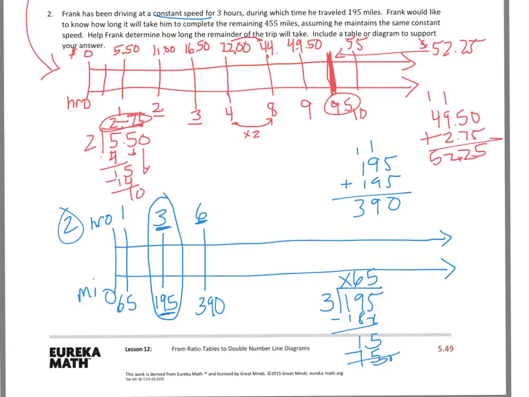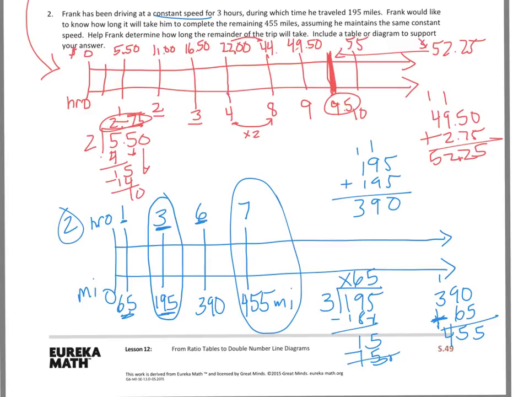So now I can go up by 1s here and see. If I go up 1 for every 1 hour I go up, I'm going to go up 65 on the miles. So I'm going to add my 65. That's a plus sign, sorry. And it looks like I got 455 miles there. So in 7 hours, it'll take him 7 hours to travel 455 miles, based around my diagram.